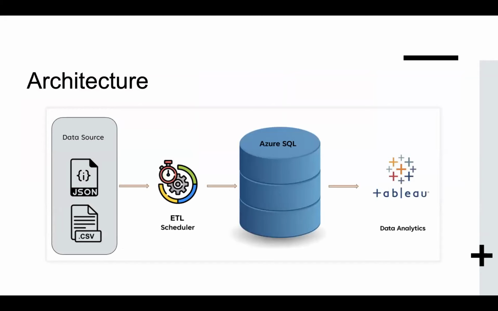So in the architecture diagram, for the data source, we have used JSON and CSV files in which we have the raw data. Then we have a scheduler which we have set up in the Windows server, which is fetching the data from these data sources, performing the ETL and the necessary transformation as per the requirement. And then finally, we are loading the data into our SQL server. And at the end, for data visualization and analysis, we have used Tableau. Next slide.